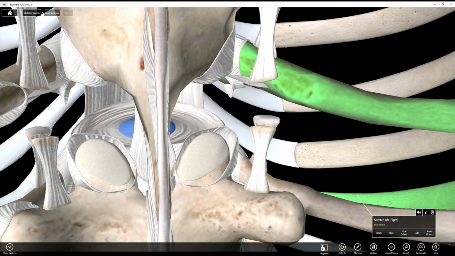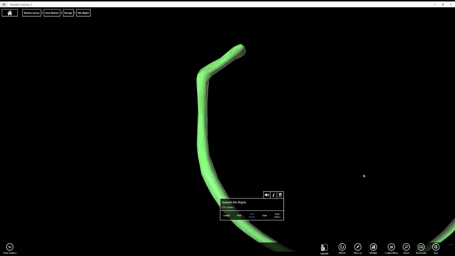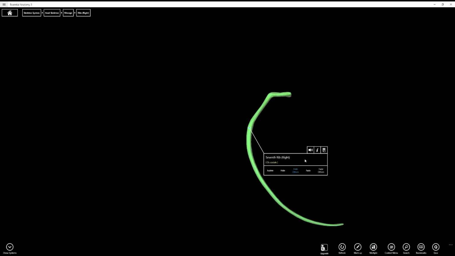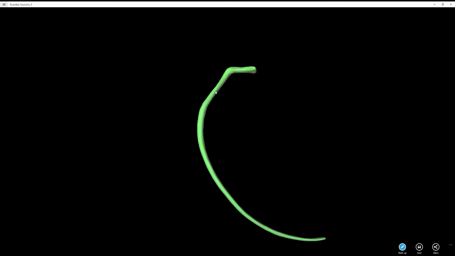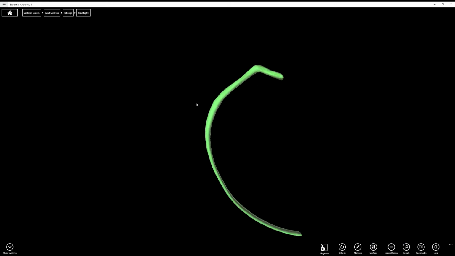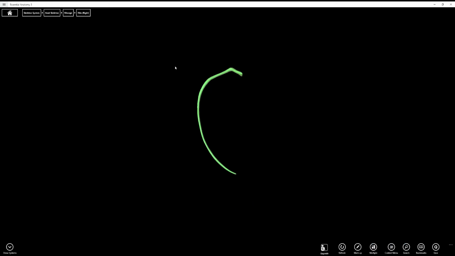So let's go ahead and go back to just the rib. The next structure would be the shaft or the body of the rib. That's really everything from the neck down. So this whole structure is the shaft or body of the rib. Specifically, though, this one part of it right here, where there's an angle, is called the angle of the rib. Makes sense. I like when anatomy words make sense.